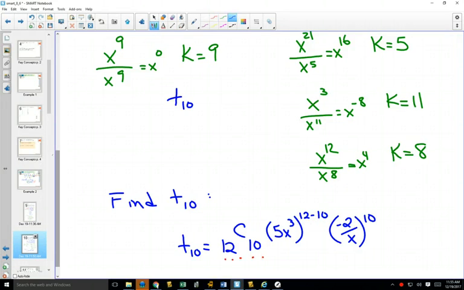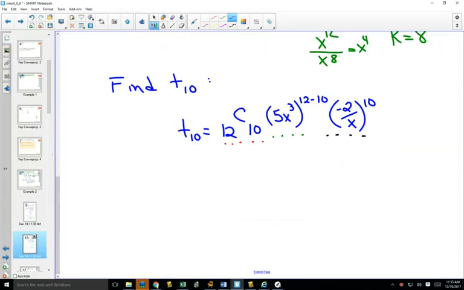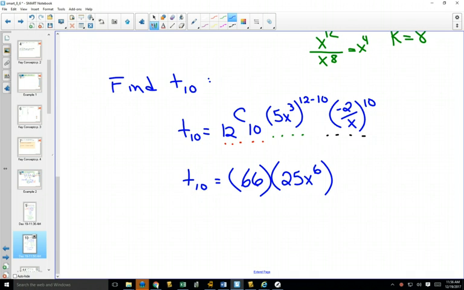Again, we calculate each of these things separately first. 12 choose 10 on our calculator is 66. 12 minus 10 is 2. 5 squared is 25. X to the 6. 2 to the 10 is 1024. It will be positive.